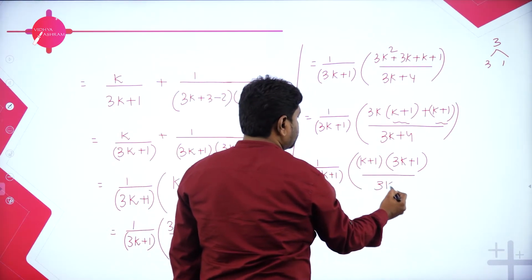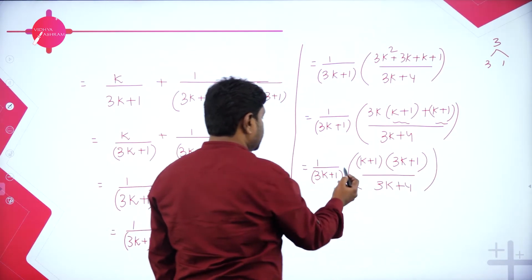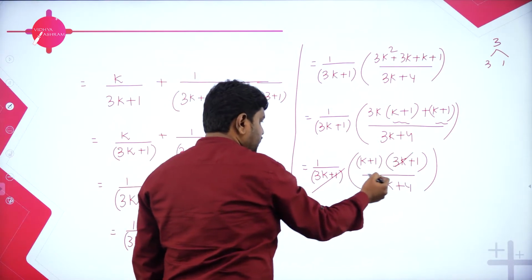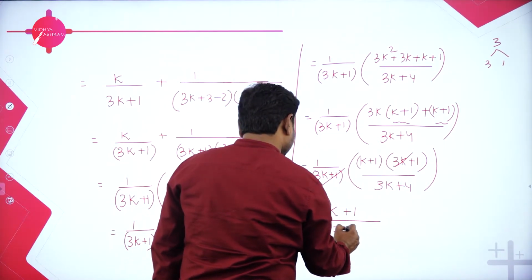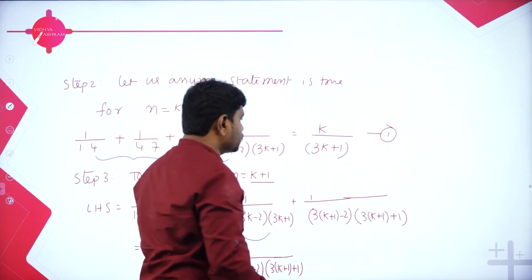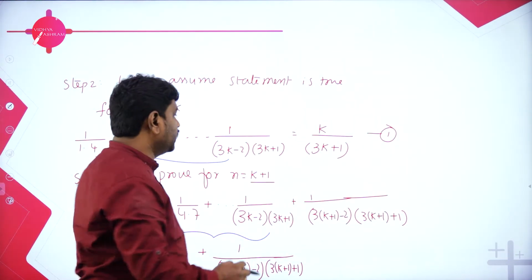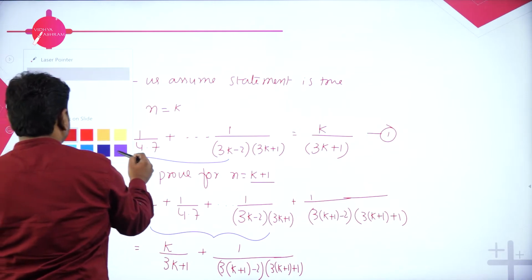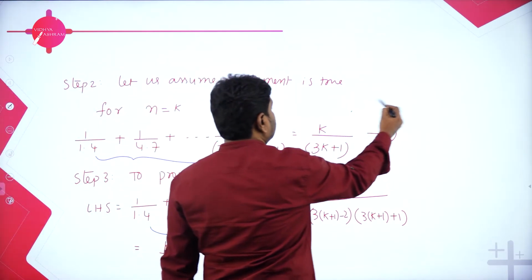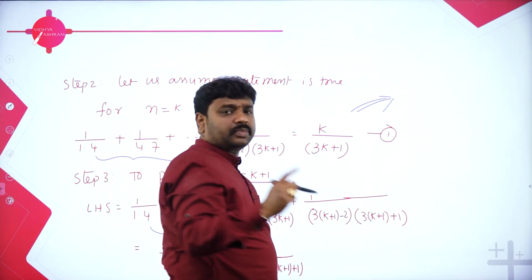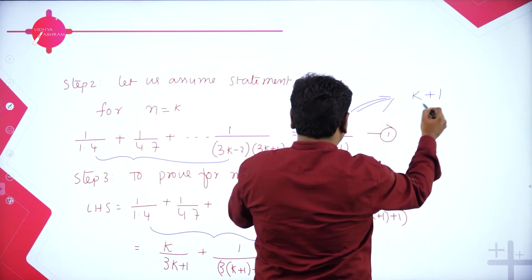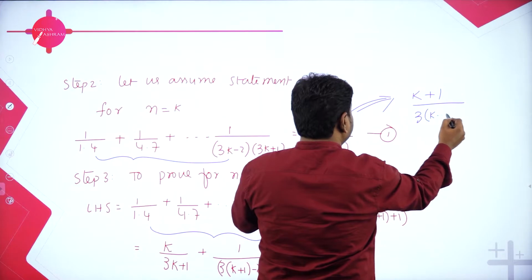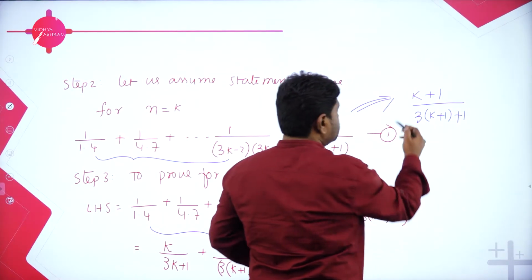Divided by 3k plus 4. So observe, 3k plus 1 and 3k plus 1, you can cancel. You are left with k plus 1 divided by 3 times k plus 4. Dear students, on the RHS we should get k as k plus 1. So wherever k is there, that should get replaced by k plus 1, then P of k plus 1 will become true. So the numerator k should become k plus 1 and the denominator should become 3 times k plus 1 plus 1. This is our target.